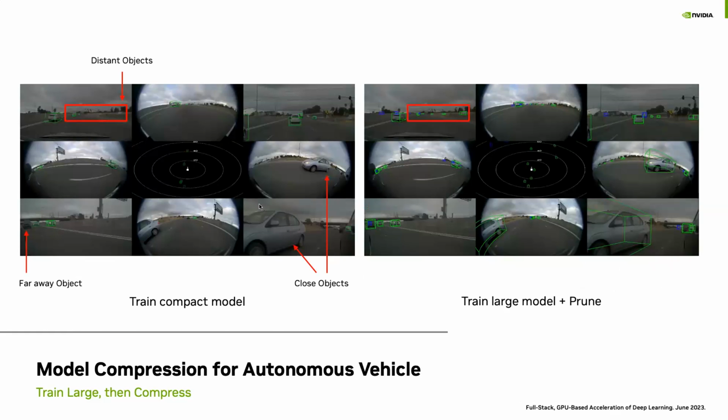Here is a visual comparison of the detection results. On the right side is the result using a large model and then performing the pruning. The left part is the compact model. So we can see the right one is delivering a better detection, especially for the large close objects and the far away, distant tiny objects.